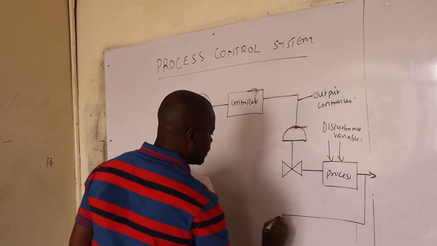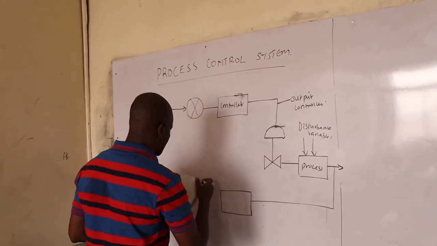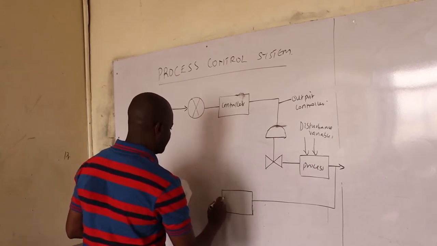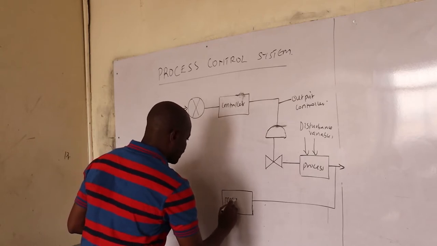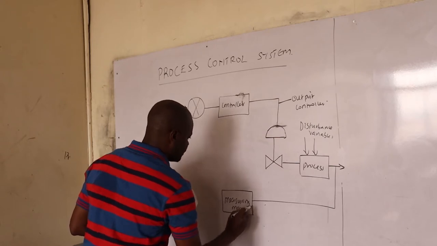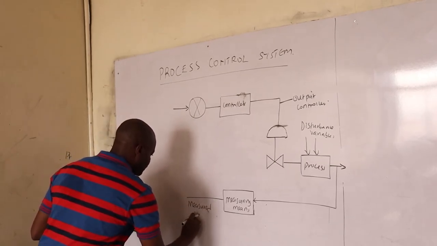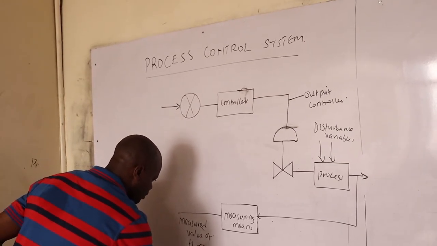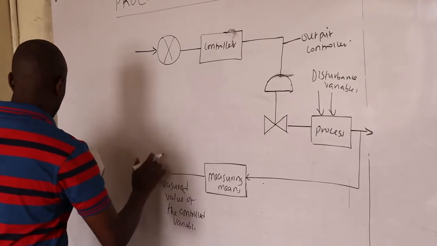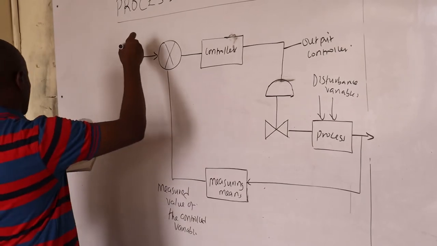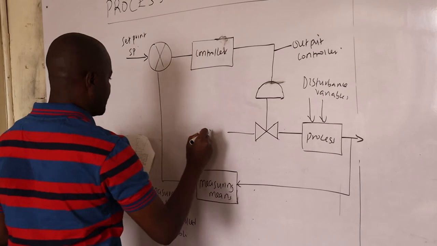Then we can have that one going back to the measuring means, because in most cases there is always a difference, and the input and the output may not be of the same dimension. Also with the physical quantity, we may have a physical quantity that has to be converted. So in this case, we can have measuring means. Then here we have the measured variable, or the measured value of the controlled variable. Then this one goes back to the comparator. So at this point we have the set point SP.